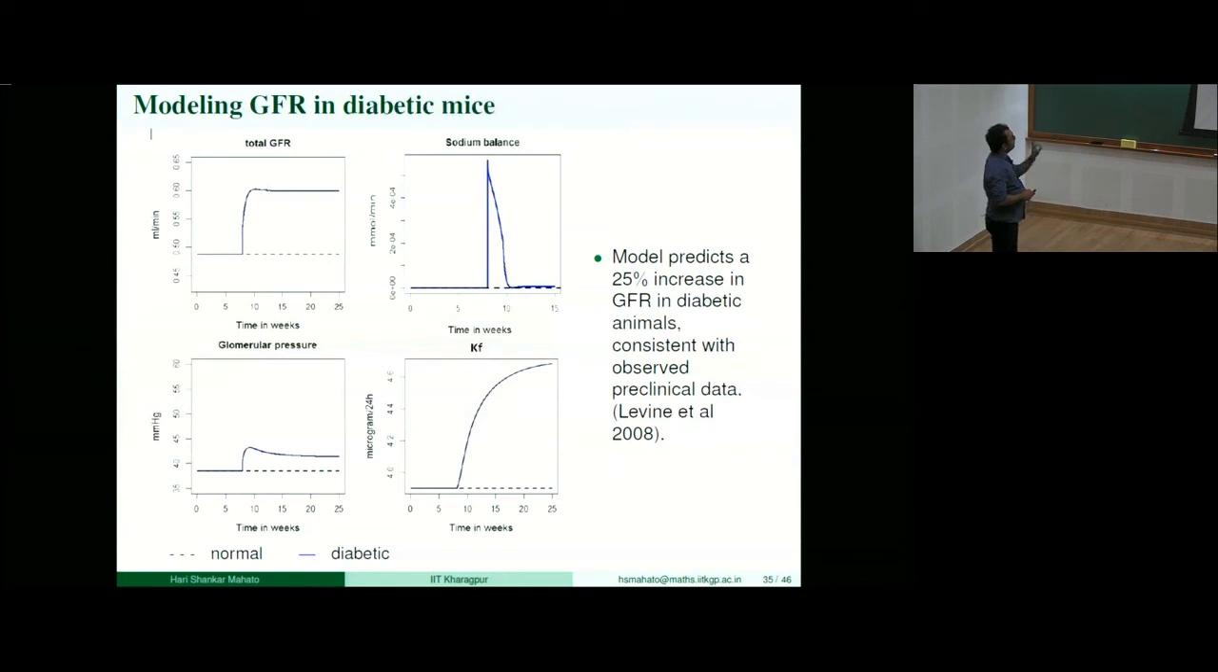So at 8 weeks when we gave them diabetes, the filtration rate immediately increased because when you gave them diabetes, that means if they have high sugar level, then they will have high sodium level. But to bring the sodium level back to normal, the kidney will increase the blood pressure, and therefore your overall filtration rate will increase. But again, over the time, it will damage the kidney, and therefore your filtration rate would decrease.